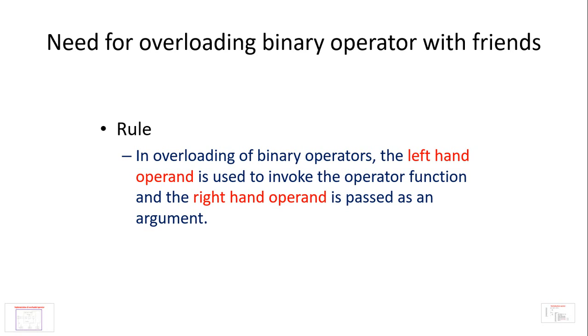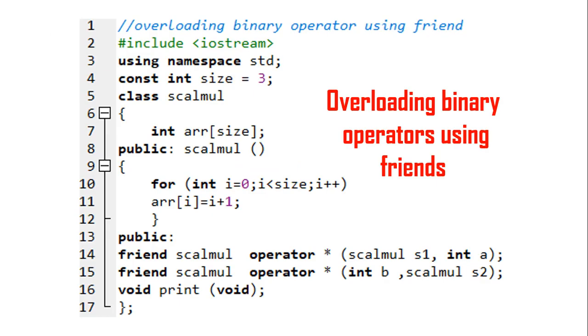So in such cases, what we can do is take the help of friend functions. Okay, so the friend functions will help us to implement this requirement. Okay, let's see that. So I've given the program here. It is overloading binary operator using friend functions. Okay, first I'll tell you the function of this program.